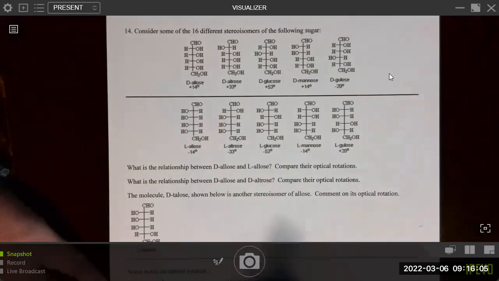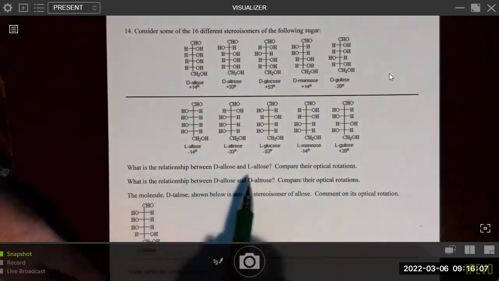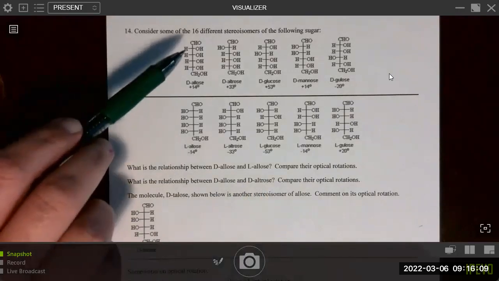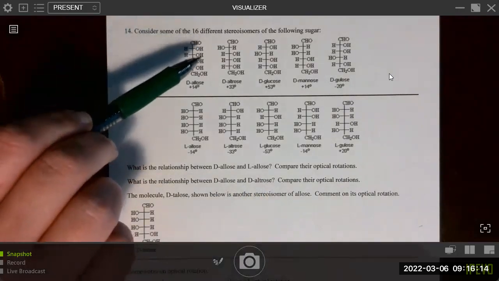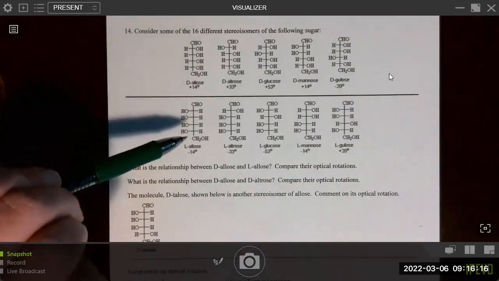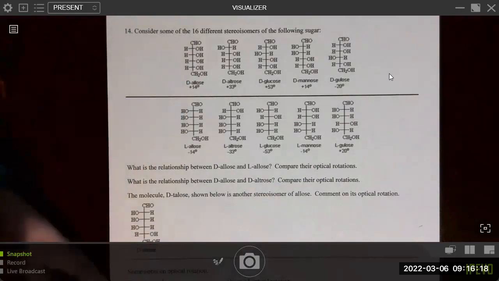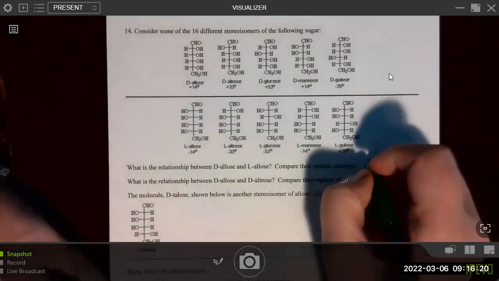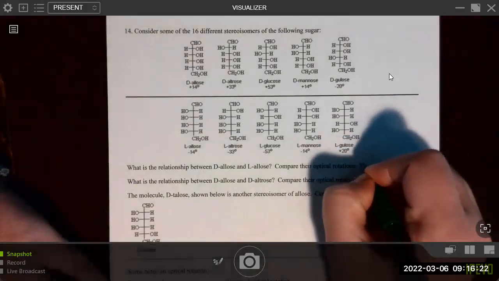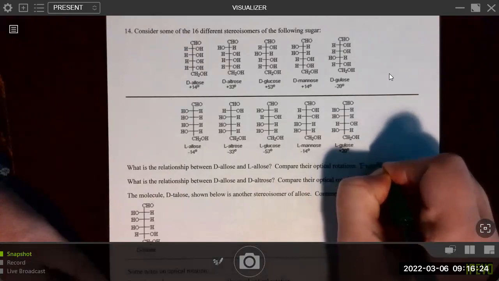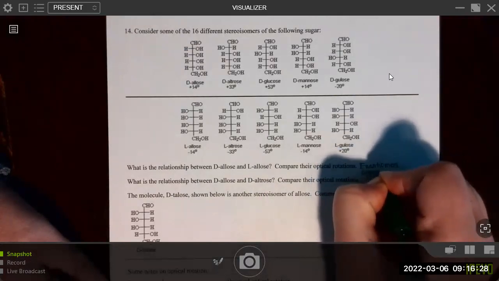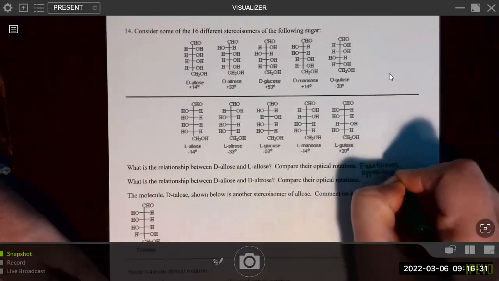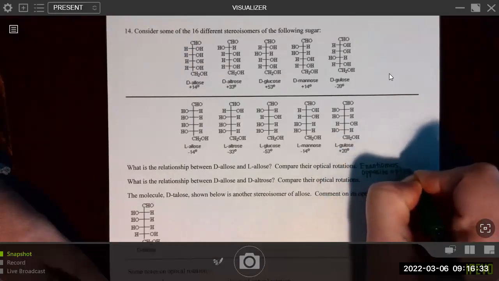Okay, so we're asked, what is the relationship between D-allose and L-allose? Those are these first two here. You can see that the hydroxyl groups are all on the right versus all on the left in this compound, right? And so these are related as enantiomers. And they have opposite optical rotations.